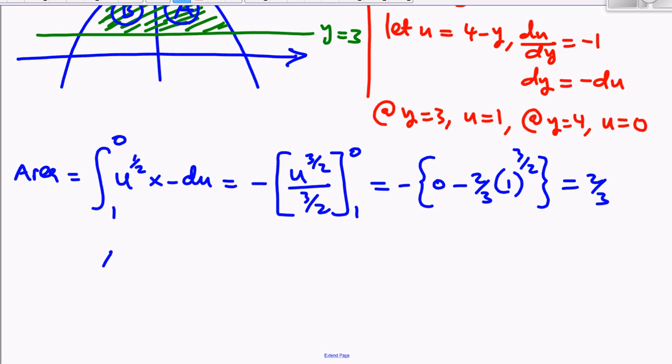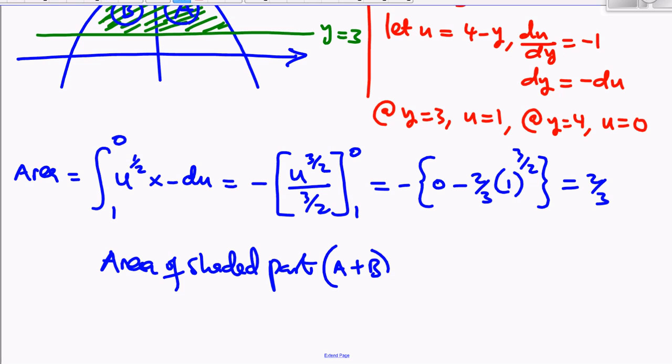So the area of the shaded part, which is A plus B, the area of part A and part B, will be 2 multiplied by 2 over 3, which is 4 over 3.